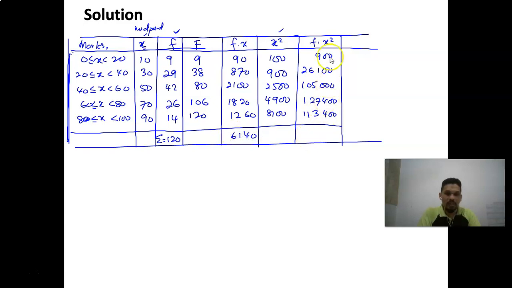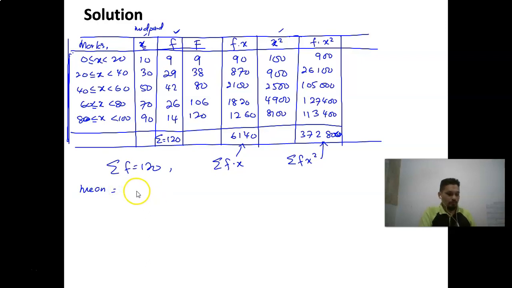6140. Okay, and the summation of F times X squared equals 372,800. So the summation of F equals 120, the summation of Fx here, and the summation of Fx squared, as you see here now, 372,800.